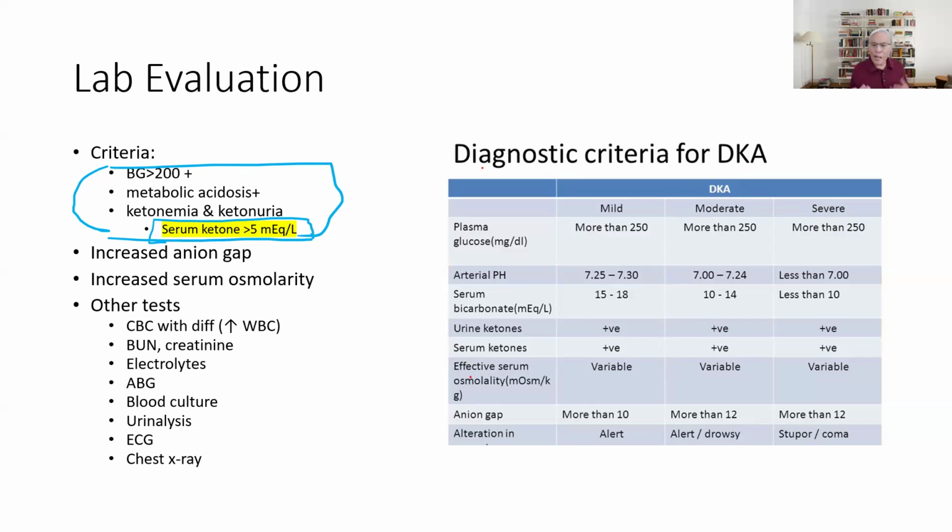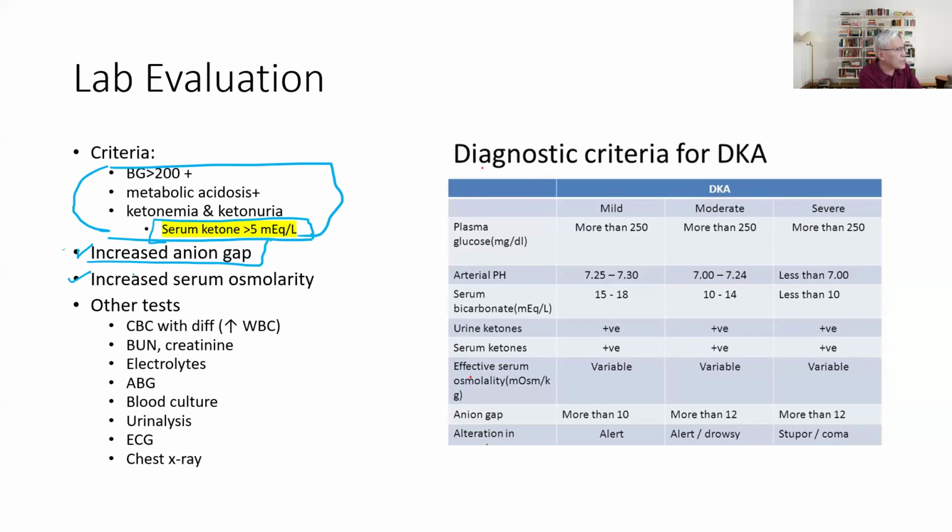Okay, so what other laboratory results point to the diagnosis of diabetic ketoacidosis? Well, you would have an increase in anion gap, and I will explain this in detail in a little bit.